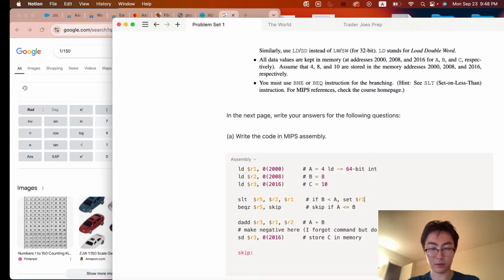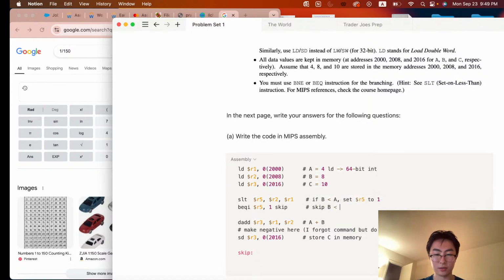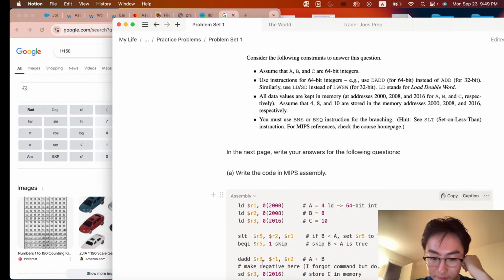Set R1, R5 to 0. Oh, to 1. So skip if B is less than A is true. All right, and then what we'll do here is if A is greater than or equal to B, then we don't actually jump branch.